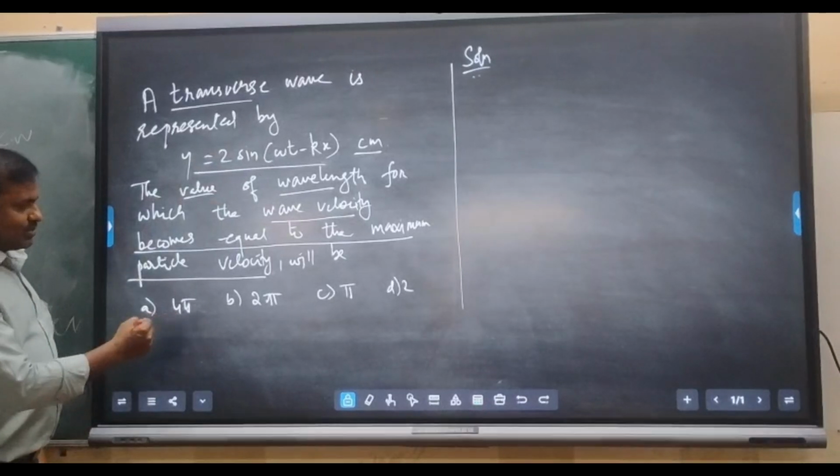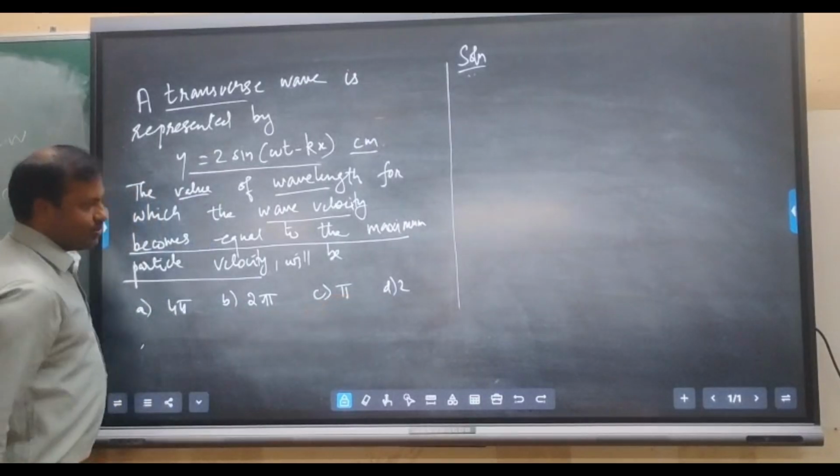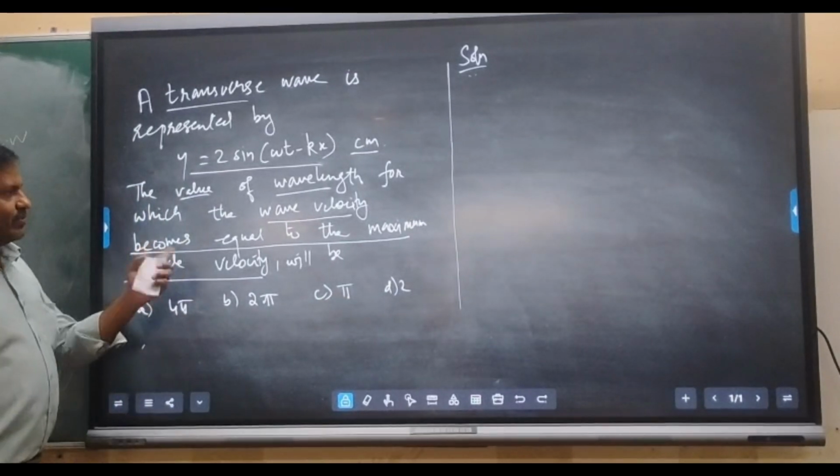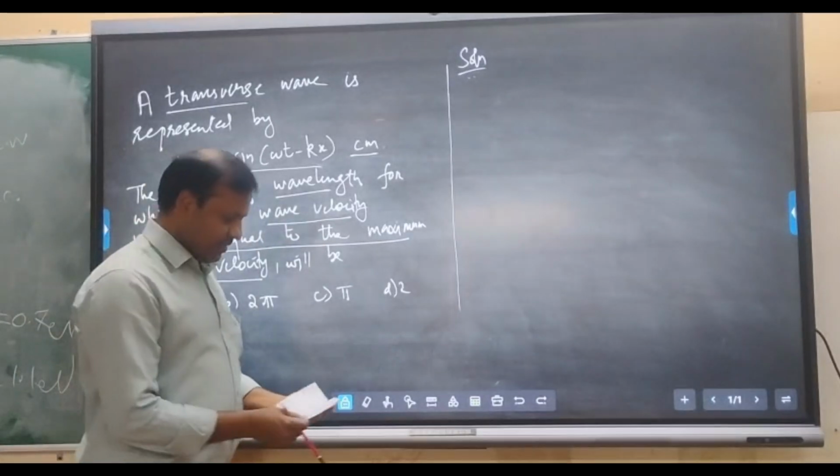They have given 4 options: 4 pi, 2 pi, pi, and 2. So these are the 4 options. We will solve it and then find out what the right answer is.